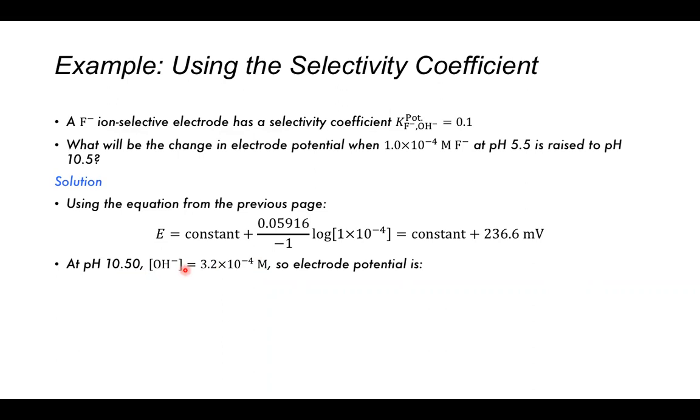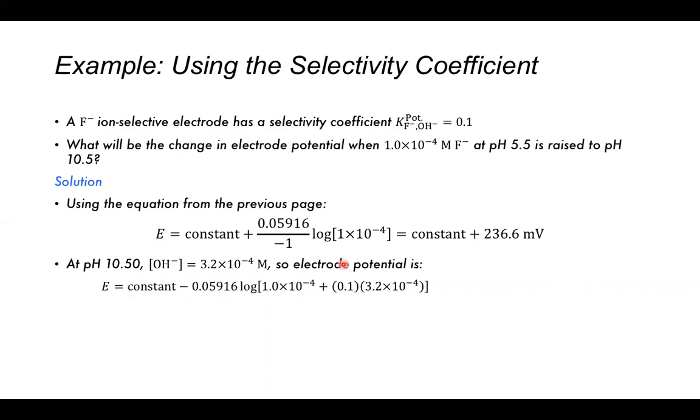Well, if we think back to our acids and bases work, we can relate the concentration of OH minus to the pH, because pOH is equal to 14 minus pH. So that would give us the pOH. Then fill that in: 10 to the minus pOH. So that would be what? 14 minus 10.5 is 3.5. So then that would be 10 to the minus 3.5, which would give us this value.